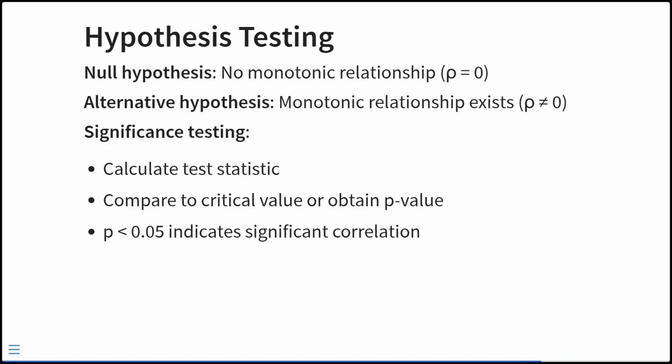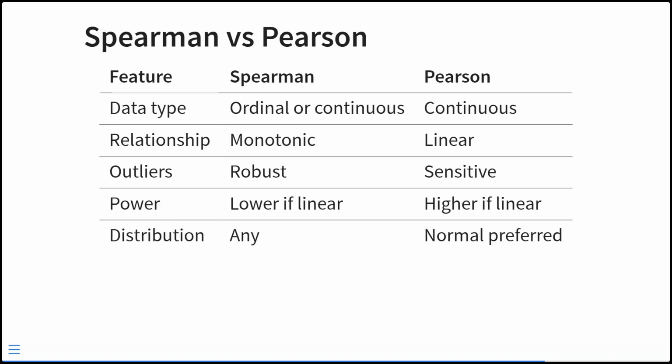So for the hypothesis test, the null hypothesis is that there is no monotonic relationship, and the alternative hypothesis is that a monotonic relationship actually exists. In that test, you calculate the test statistic, compare to a critical value or obtain a p-value, and if your p is less than 0.05, it indicates a significant correlation.